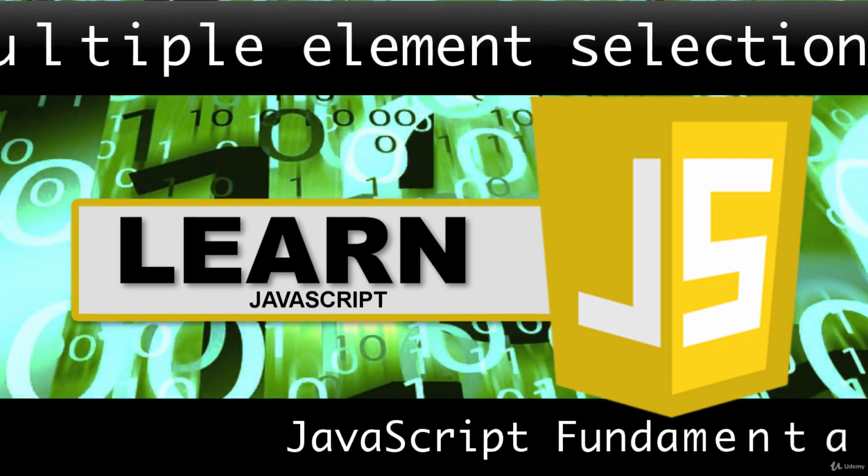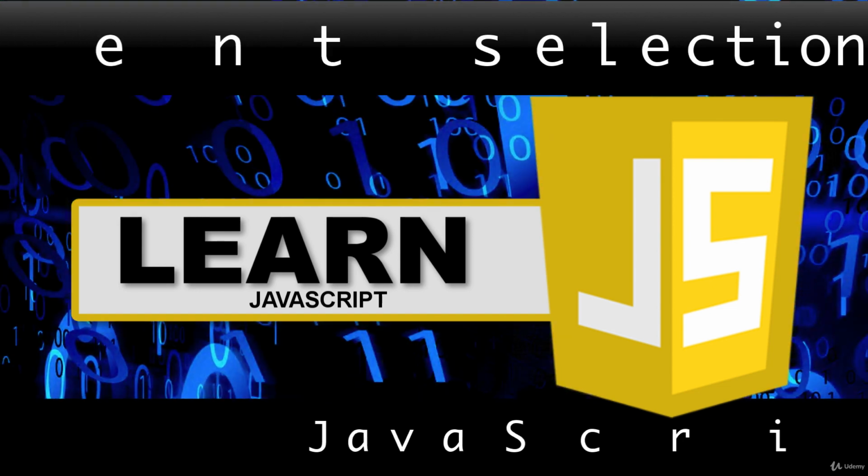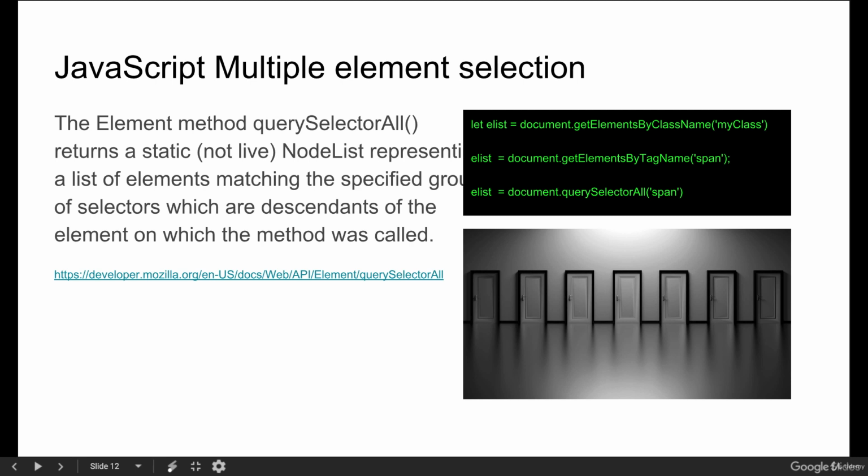This lesson, we're going to look at how we can select multiple elements, and there's various ways, just as we saw when we select individual elements, there's various methods that are available within JavaScript in order to do that. So there's get elements by class, tag name, there's query selector all, and also how you can iterate the element list, looping through each one of the items contained within the list.